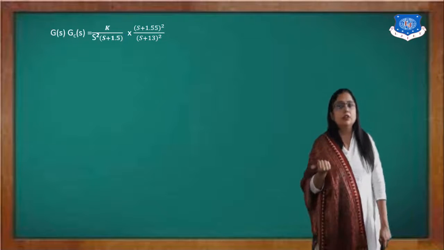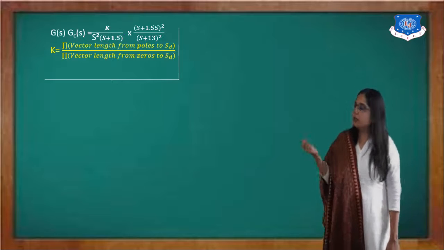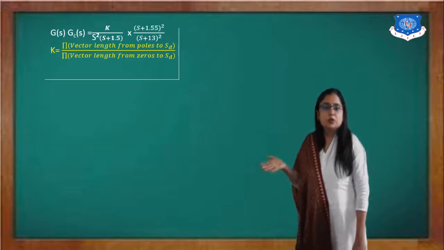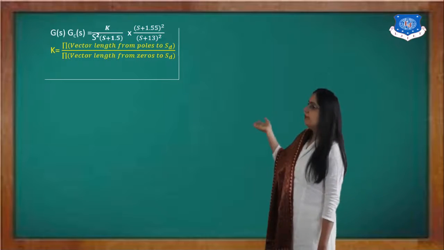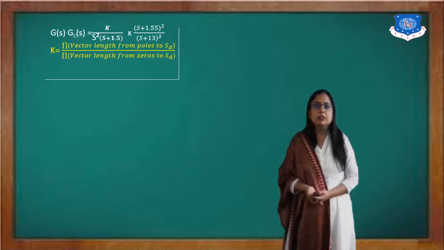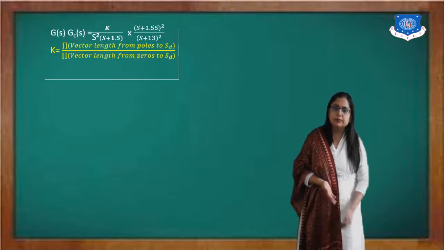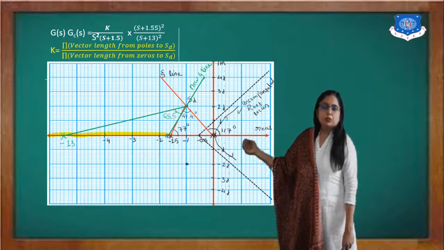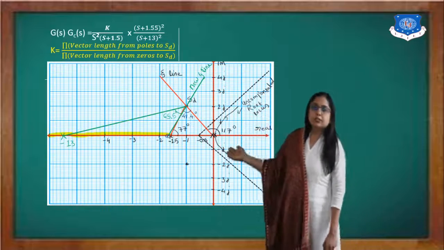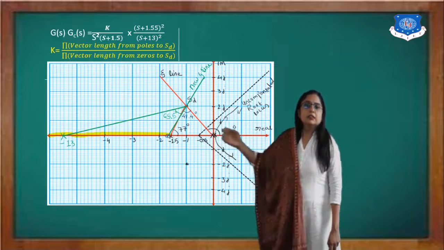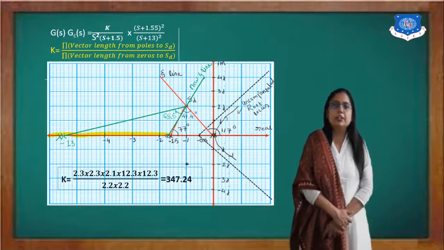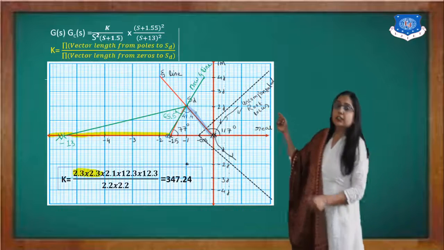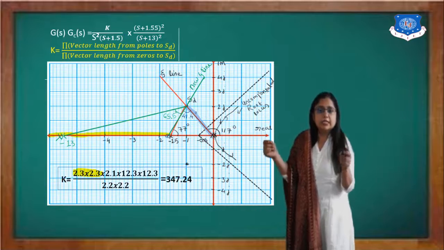Now we need to find out the value of K. The equation is the product of vector lengths from the poles to SD divided by the product of vector lengths from the zeros to SD. So first of all, from SD to the zeros. How can we measure this? First of all, you just measure this vector length with the help of a scale.